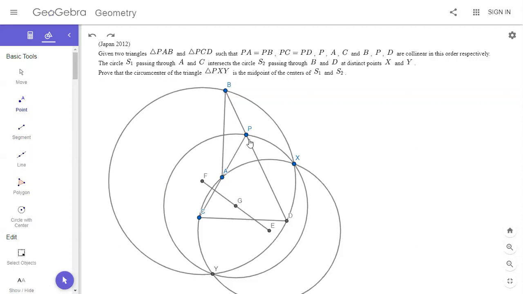But yeah, what I'm thinking, if you consider the set of points that have equal powers with respect to both circles, so P is one of those points, but if you consider the set of all of them, they form a circle, and the center of that circle is the midpoint of the other two. What theorem works for that?